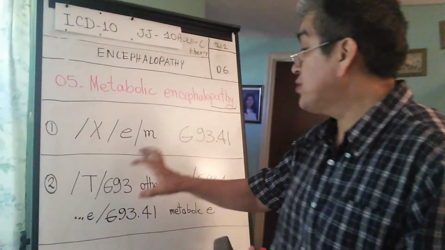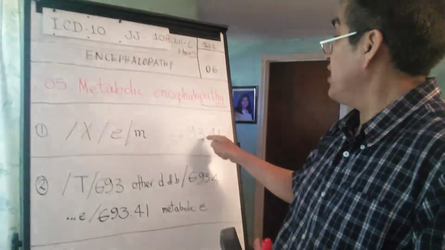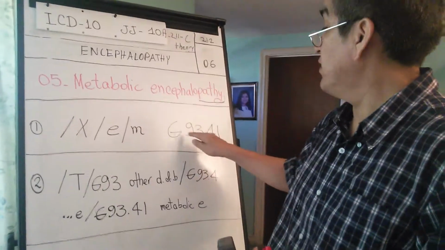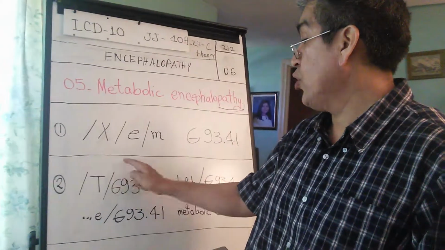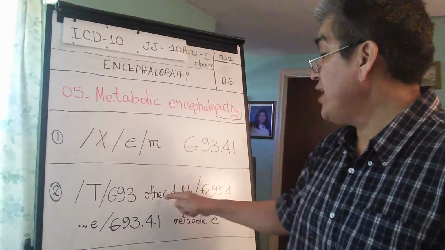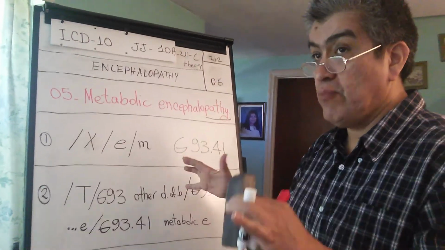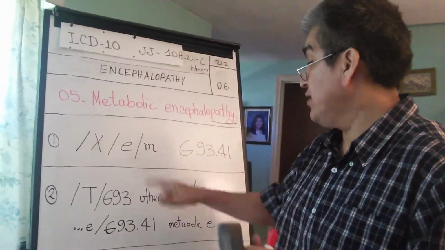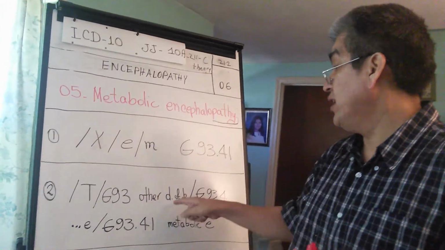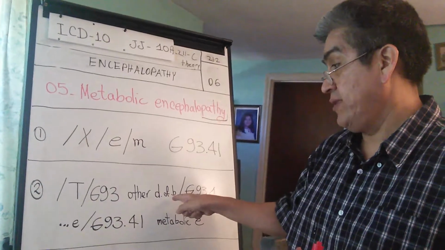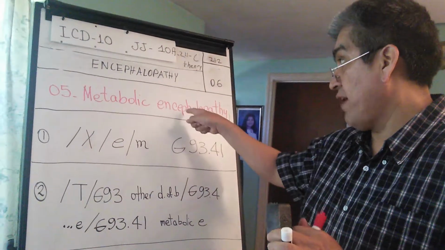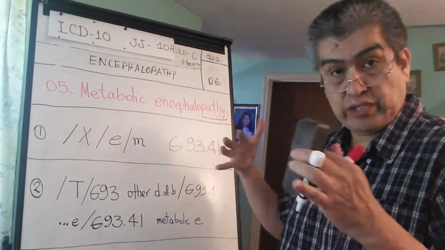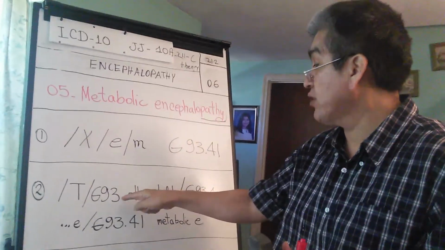So once you go to the tabular, here it says, go to tabular, right? You start with G93, the first three characters. So you go to G93. You read the definition there, and you more or less confirm that you're on the right path. In this case, it says other diseases of brain, right? We have a brain disease here, which is more or less what we're looking for, so we're okay.